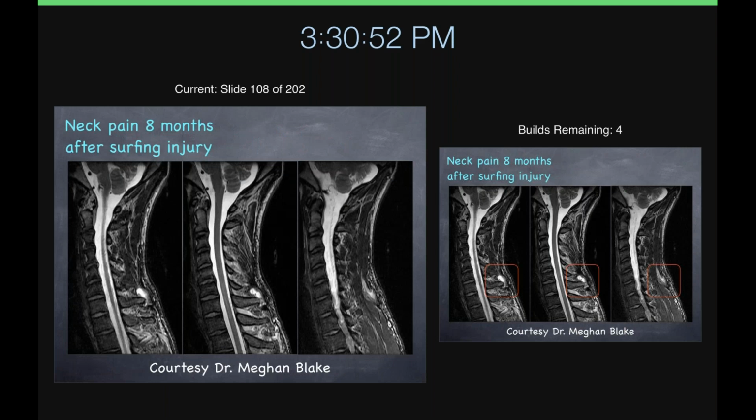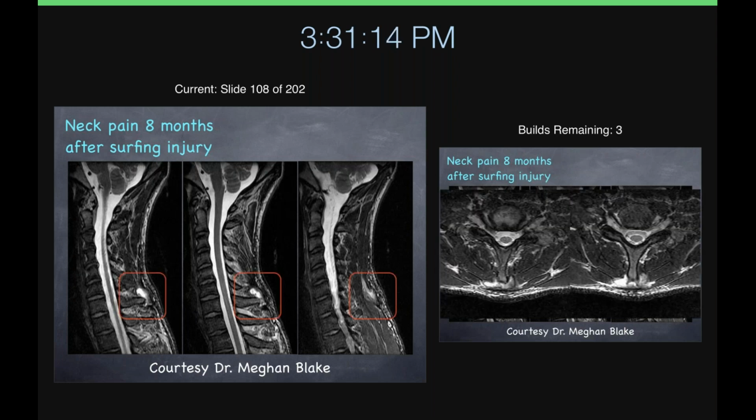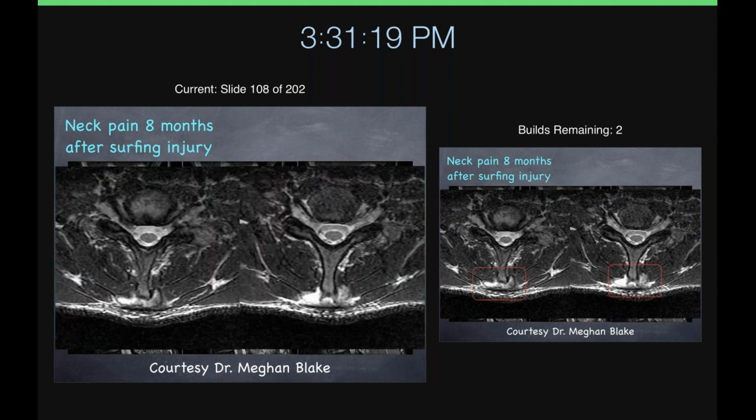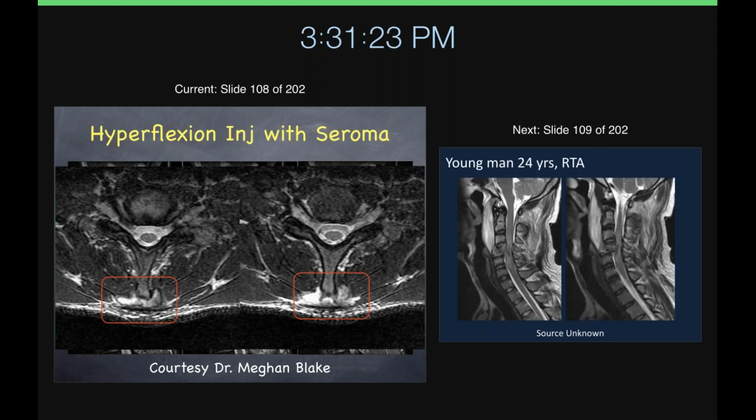Okay. Like 8 months after surfing, this is a C12 injury. Wait, see what two? Let's see. 2, 3, 4, 5, 6, 7. Oh, okay. So soft tissue injury, interspinous ligament tear. I guess was torn. And some fluid over it. Yeah. So this was another hyperflexion injury with the tear of the.